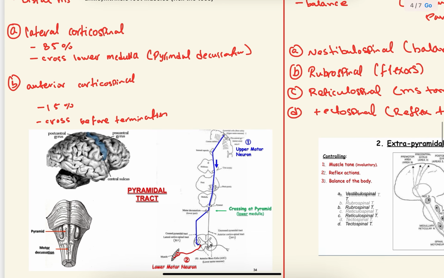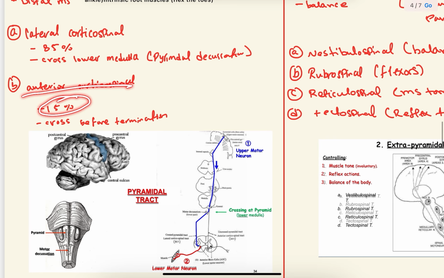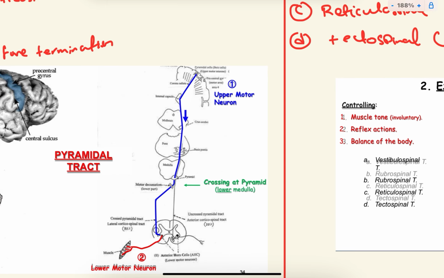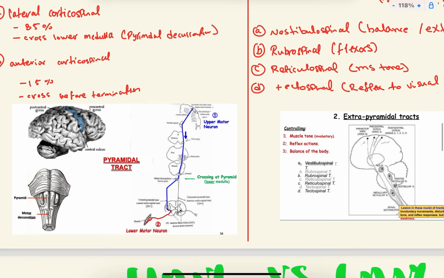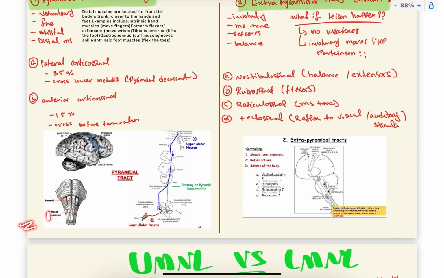The other one, the anterior corticospinal, it's 15%, and it crosses before the termination. So it doesn't cross immediately. So the anterior corticospinal, it goes up and then just crosses before the termination. So it's not as important as the lateral corticospinal in crossing, because the lateral corticospinal crosses in the lower medulla. And this is the motor decussation, as you can see right here.